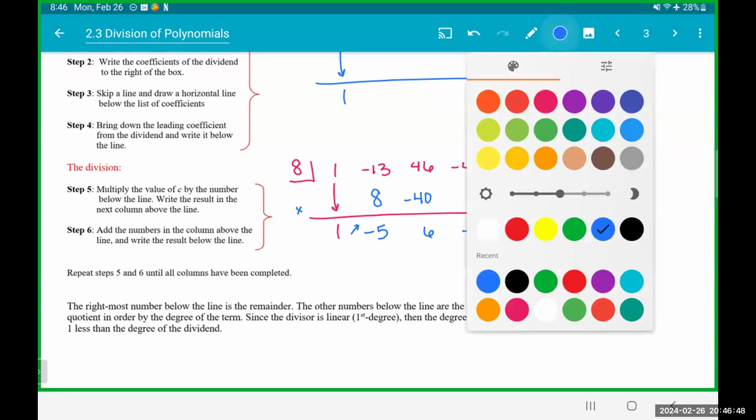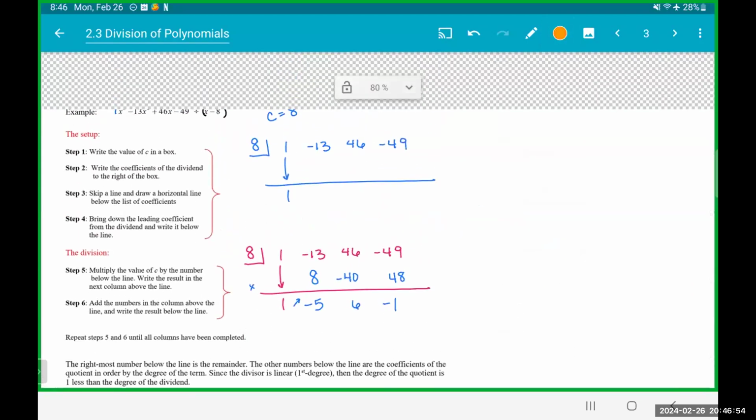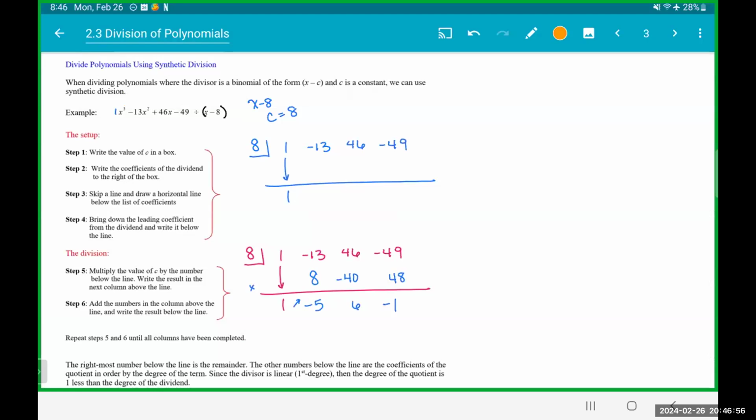Now you could think of this as, we started out with an x cubed, so we take one of those off. So if we start with x cubed, then this is x squared, x, constant, remainder. My solution then is 1x squared minus 5x plus 6 minus 1 over x minus 8.